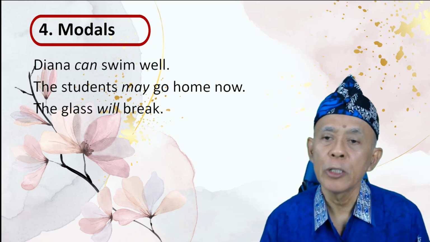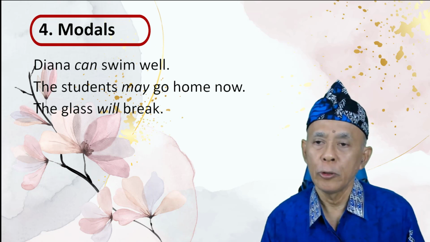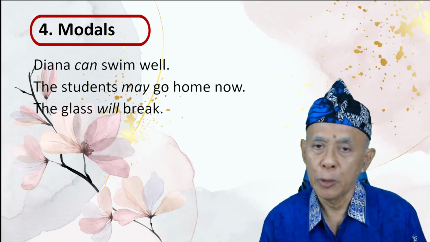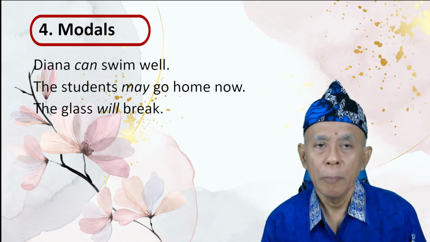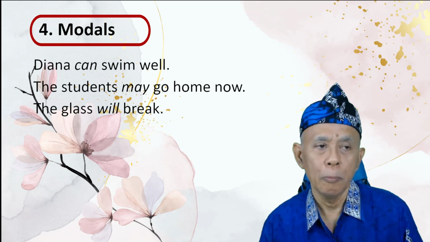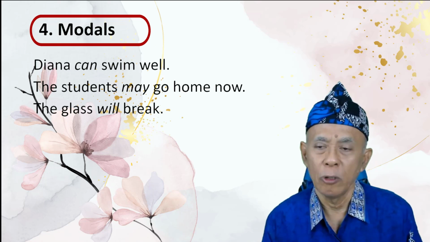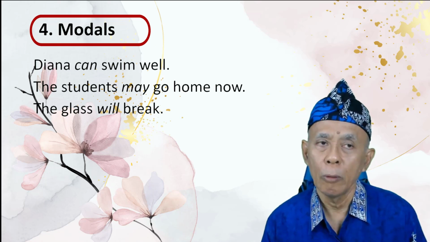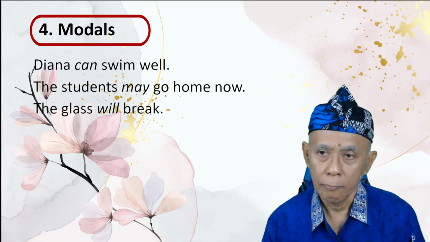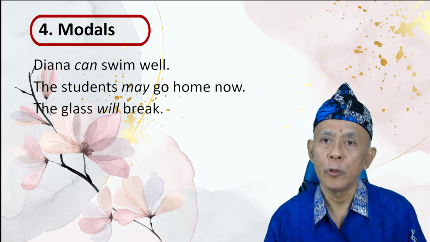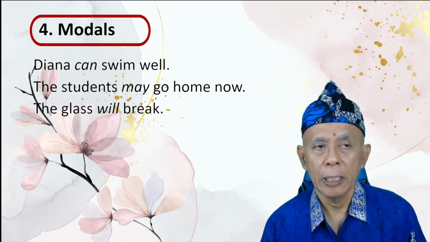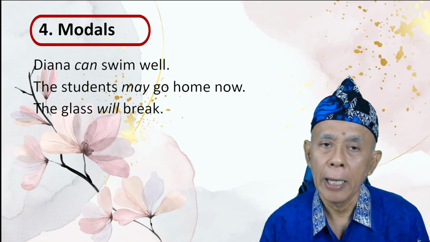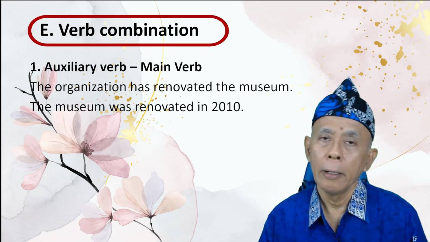The students may go home now. We are not talking about the students really going home, but that's only a permission. That's the attitude of the speaker, that the students have the permission to go home. The class will break. Here the class probably does not break yet, but the speaker shows the attitude that the breaking will probably happen in the future. So a modal auxiliary verb shows the attitude of the speaker towards the action, process, or state which the predicate verb expresses. Now we come to the last topic.